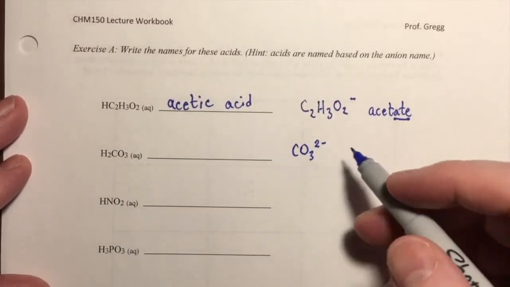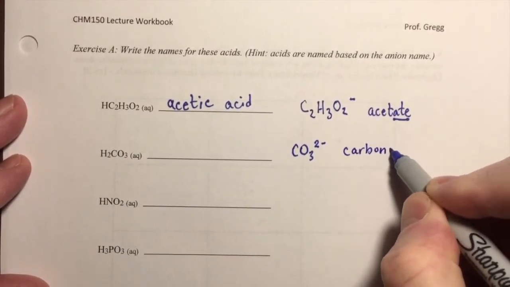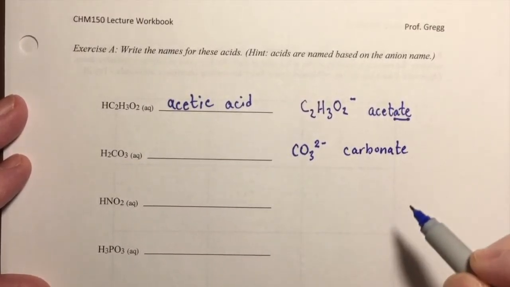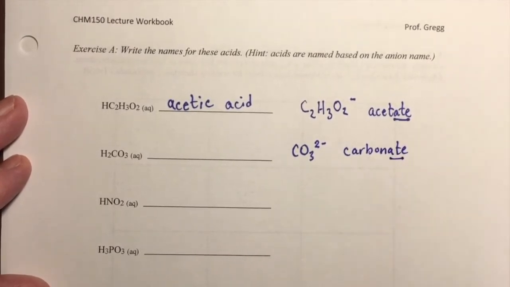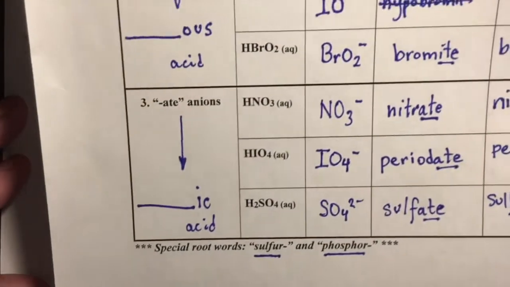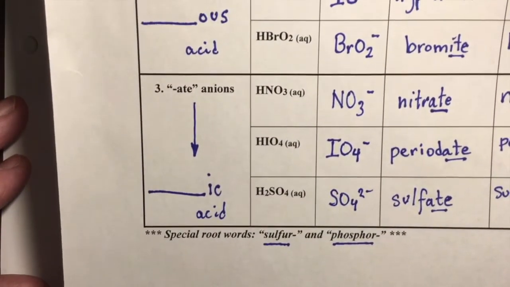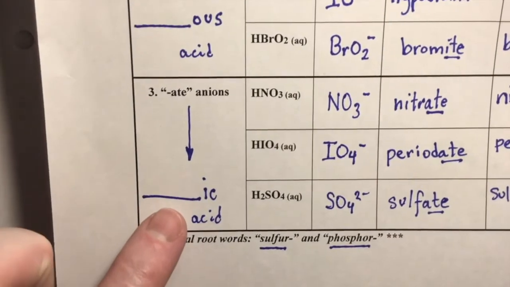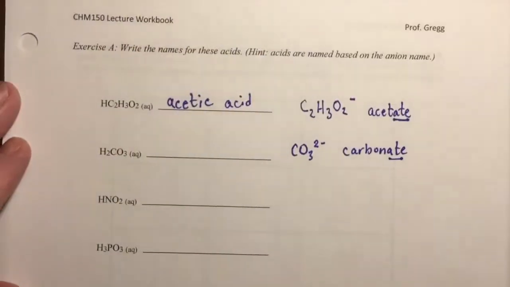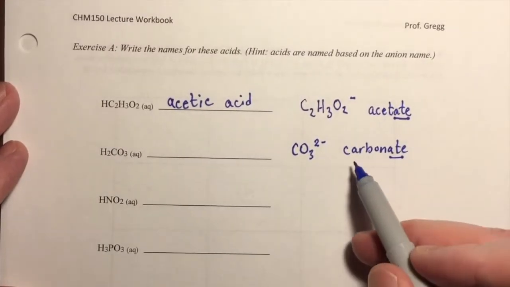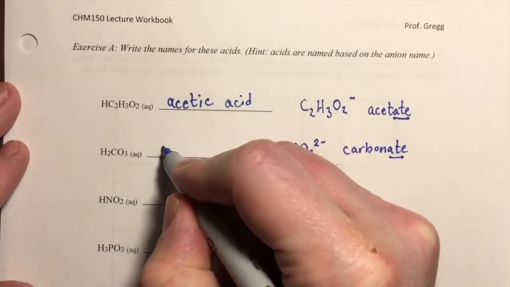And this polyatomic anion is our carbonate anion. It ends in ATE, so again I'm going to use my Rule 3 for ATE anions, and so it's going to be the root word for the acid with an IC suffix. The root word for the acid is carbon, and therefore it's carbonic acid.